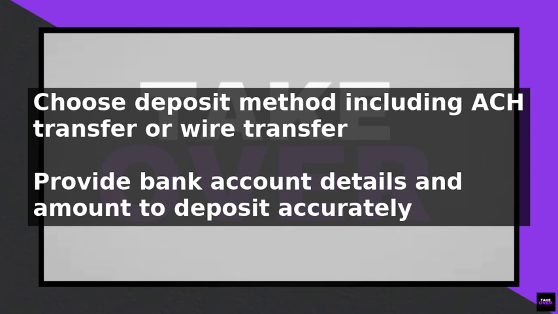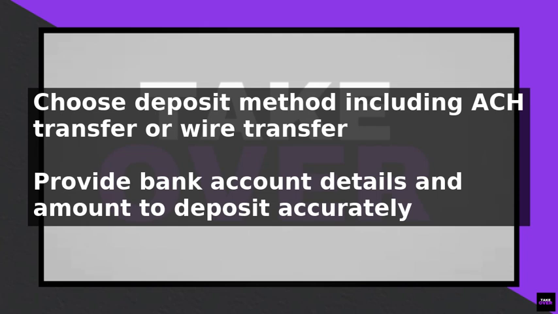For ACH transfer, you will need to provide your bank account number and routing number. Once you have provided the required information, review and confirm the details to ensure they are correct. Webull will then verify your bank account information, which may take a few minutes. After verification, the deposit will be processed and the funds will be added to your Webull account.